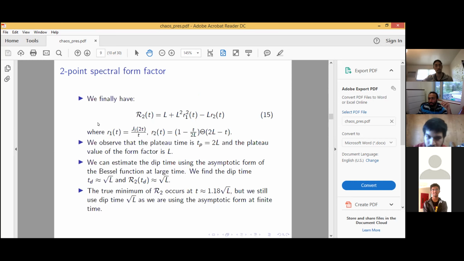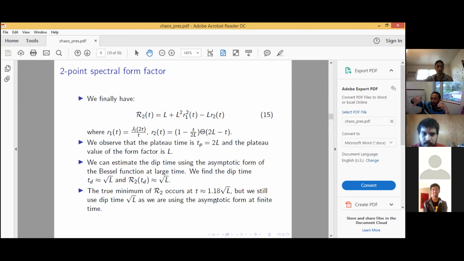So here you're going to call square root L, the dip time, the scrambling time? No, we don't have a notion of scrambling yet. This is more related to approaching Haar randomness. Scrambling time will be somewhat different. So the dip is at square root L, and the plateau is at L.